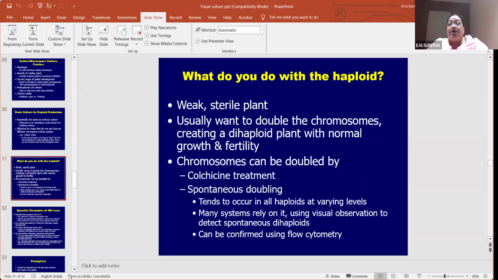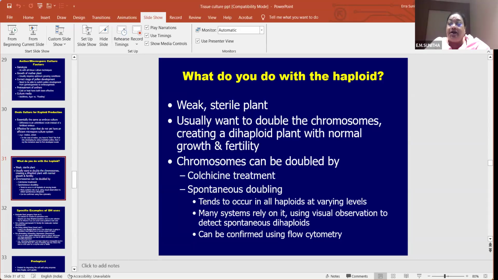So what do we do with the haploid plants? First, the haploid plants are weak, and they are sterile. Sterile here does not mean microorganism free. Sterile here means infertility. That means it will not be able to produce seed setting. Why do all haploid plants not produce?